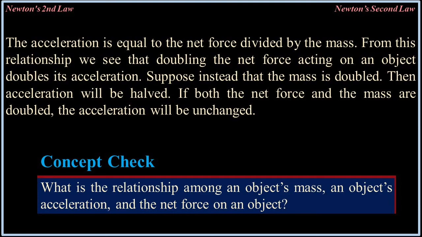From this relationship, we see that doubling the net force acting on an object doubles its acceleration. Suppose instead that the mass is doubled. Then acceleration will be halved. If both the net force and the mass are doubled, the acceleration will be unchanged. Concept check. What is the relationship among an object's mass, an object's acceleration, and the net force on an object?